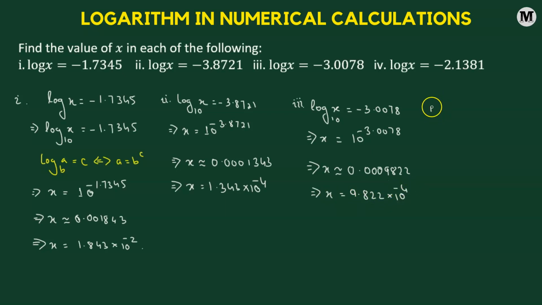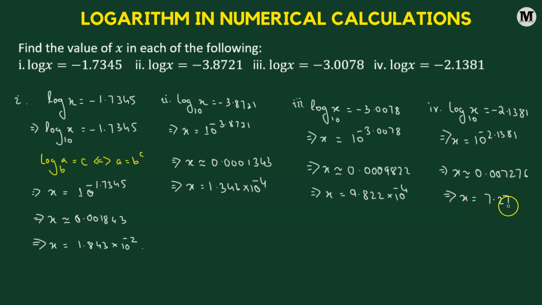And then coming to the fourth one, we have log of x with a base 10. So that's given by negative 2.1381. Which means that our x is going to be 10 raised to the power of negative 2.1381. So x will be approximately 0.00726, which means that in the standard form, x is going to be 7.276 times 10 raised to the power of negative 3. Now this is how we can obtain the value of x in each of the following cases.